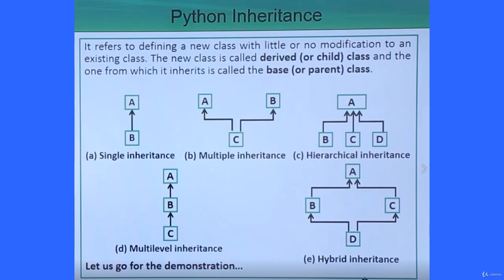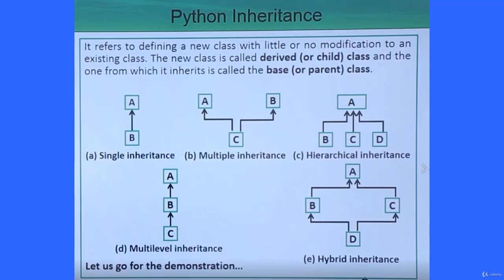A new class will get created from the existing class with some changes, or may not have any change at all. The new class is called the derived class, also known as the child class, and the class from which it inherits is known as the base class or the parent class.